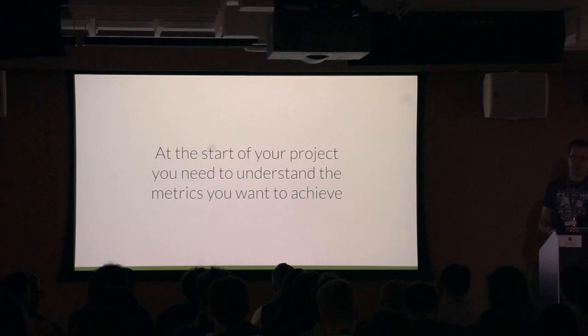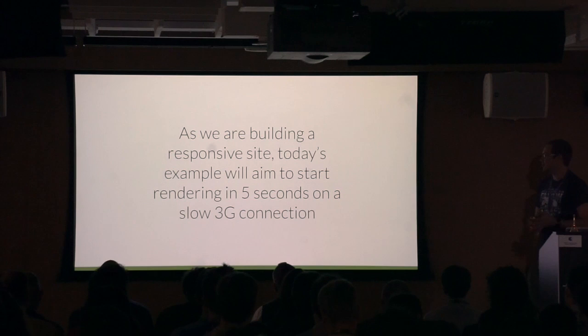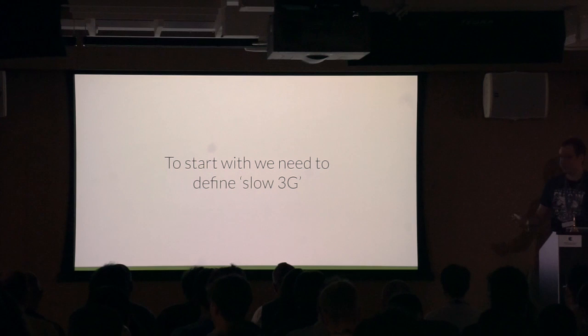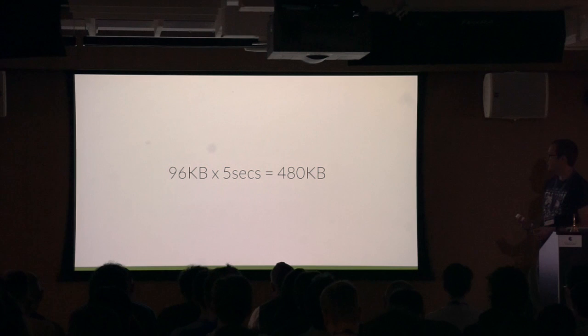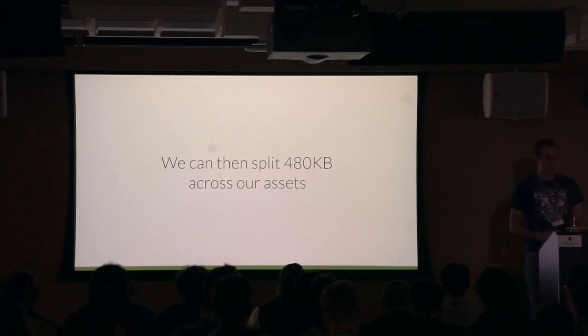As we're building a responsive site, today's example will aim to start rendering in 5 seconds on a slow 3G connection. To start with, we need to define slow 3G. WebPageTest defines this as 96 kilobytes per second, and this is a commonly used tool for testing website speed, so I'll take that as a trusted source. As we want to load our site in 5 seconds, 96 kilobytes times 5 seconds is 480 kilobytes, so that's our budget.